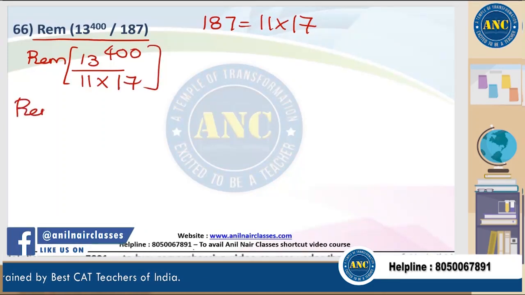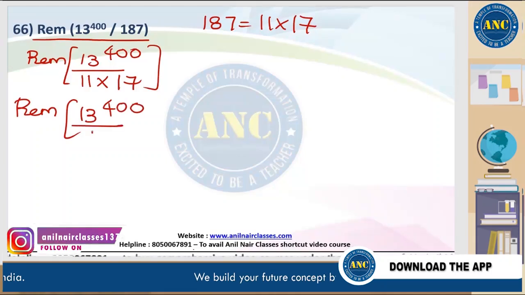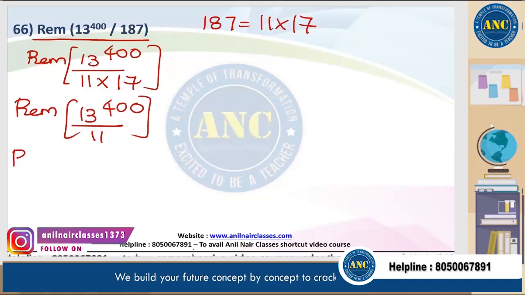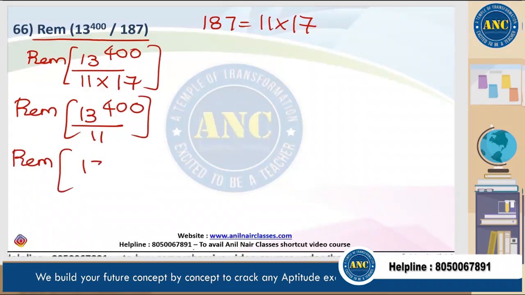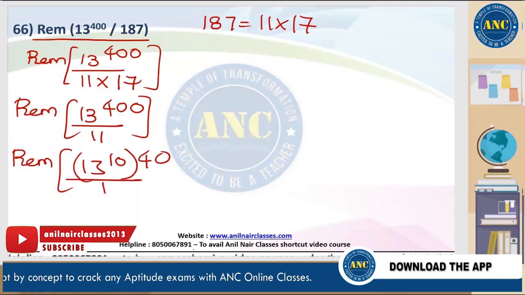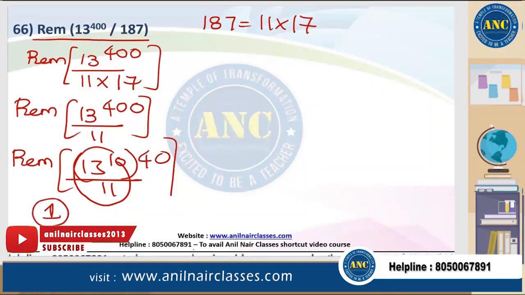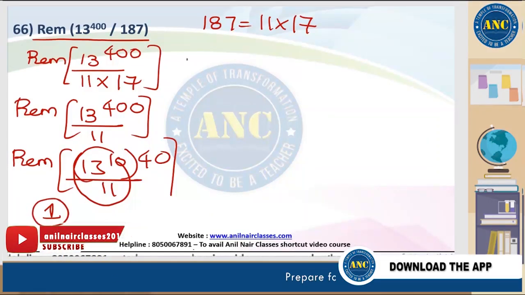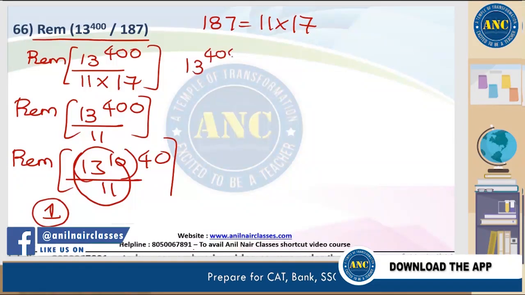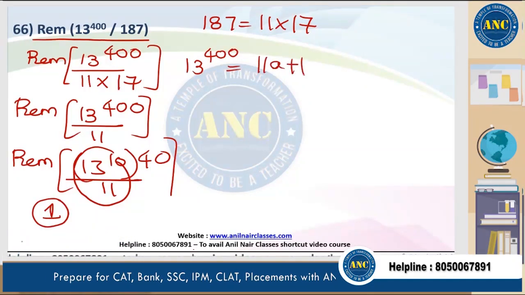First divide by 11. 13 power 400 divided by 11. For 11, the power should be 10. So this is nothing but 13 power 10 power 40 divided by 11. 13 power 10 when divided by 11, according to Fermat, it is 1. So 13 power 400 when divided by 11, the remainder is 1.